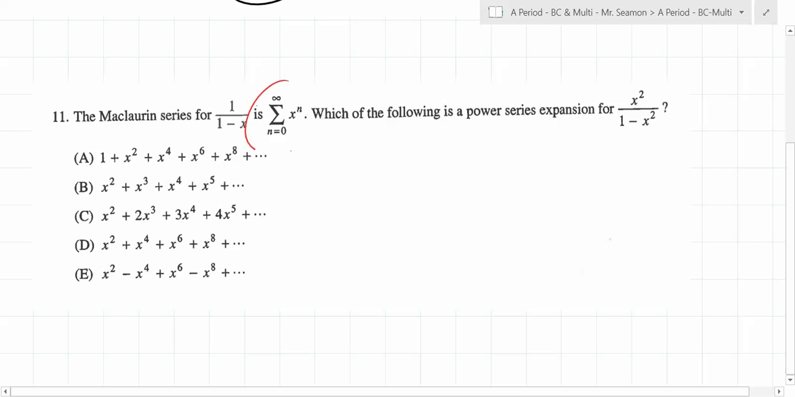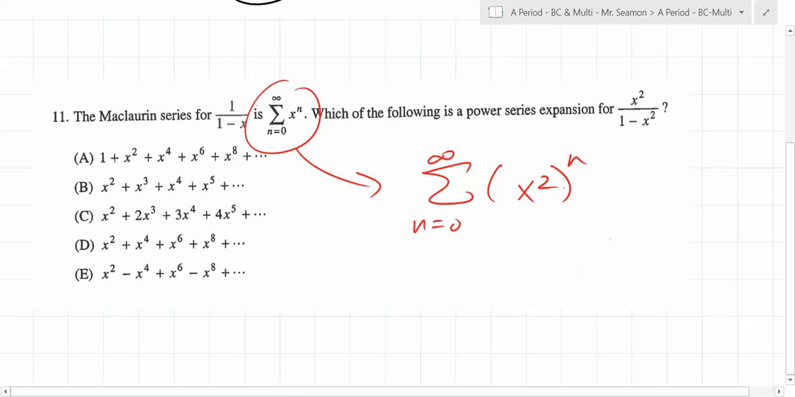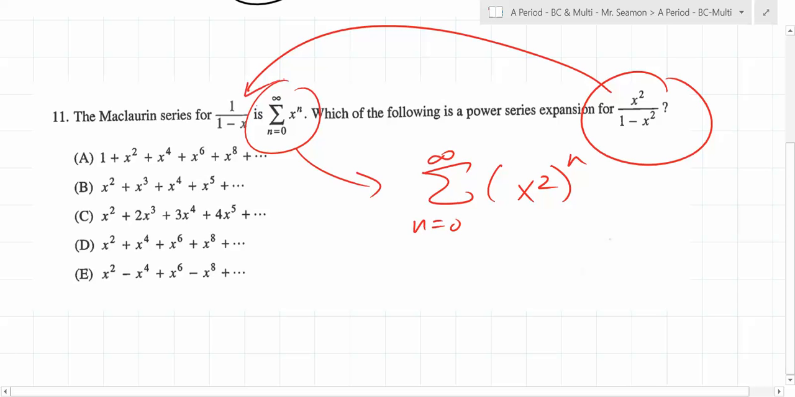So instead of this, what do you end up with? The sum n equals 0 to infinity of something to the n. What goes in there? X squared. X squared, right? How do you compare this and this right there? What's the only difference? The x squared in the denominator.